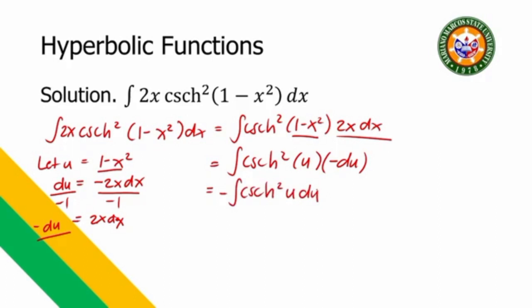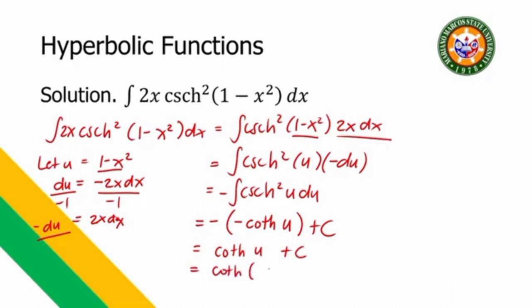So, using the formula for hyperbolic cosecant squared, we will get, so negative multiplied by negative. Yung formula nito is negative hyperbolic cotangent. So, cotangent of u plus c. So, negative multiplied by negative will be positive. So, simply, hyperbolic cotangent of u plus c. So, yung u natin dito is 1 minus x squared. So, this one will be cotangent h of 1 minus x squared plus c. So, final answer natin.